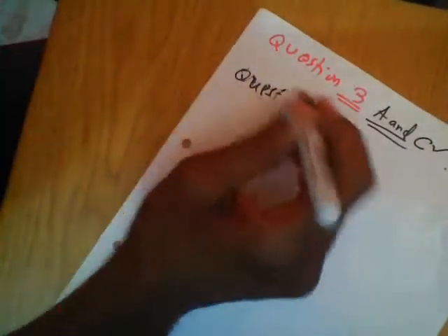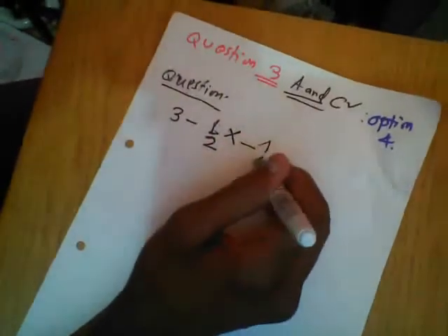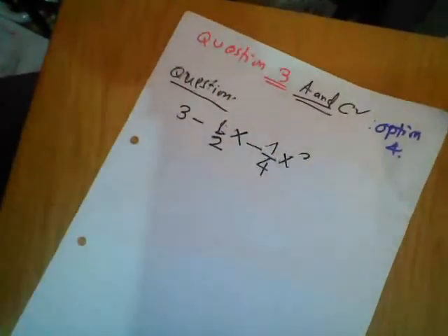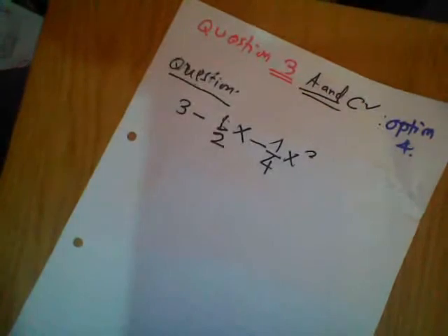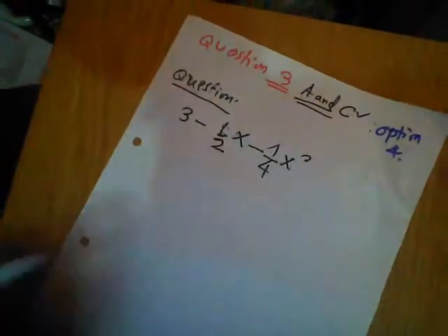Okay, so question 4. Given 3 minus a half x minus 1 over 4 x squared. I hope everybody can see that. Please, if you don't see, let me know. So what we're going to do with this?